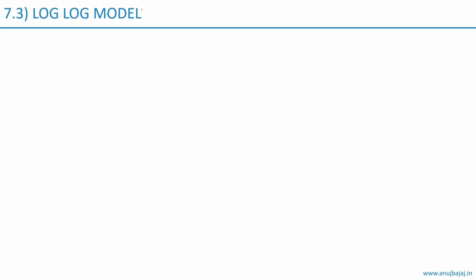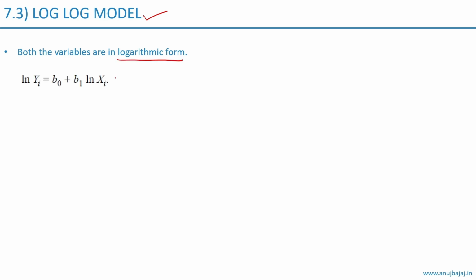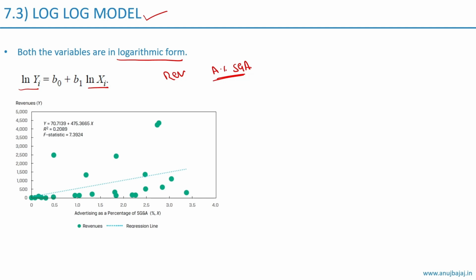The third model is the log model. Here both the independent and the dependent variables are in logarithmic form. And this is the log model, where we establish a linear relationship between the logarithmic dependent variable and the logarithmic independent variable. So suppose an analyst is regressing revenue against the advertisement as a percentage of selling, general and administrative expenses. So this is how the scatter plot looks.